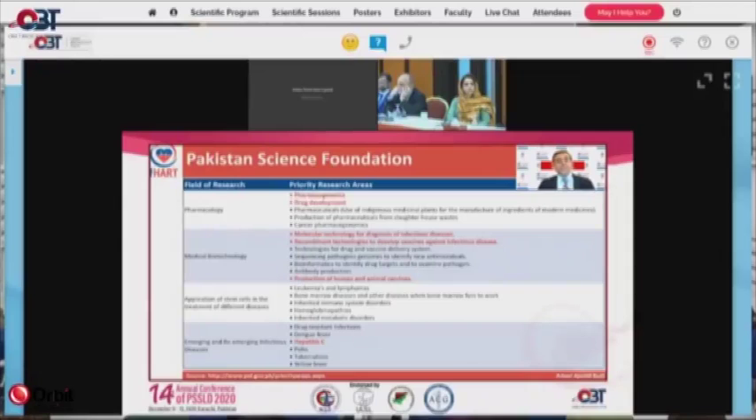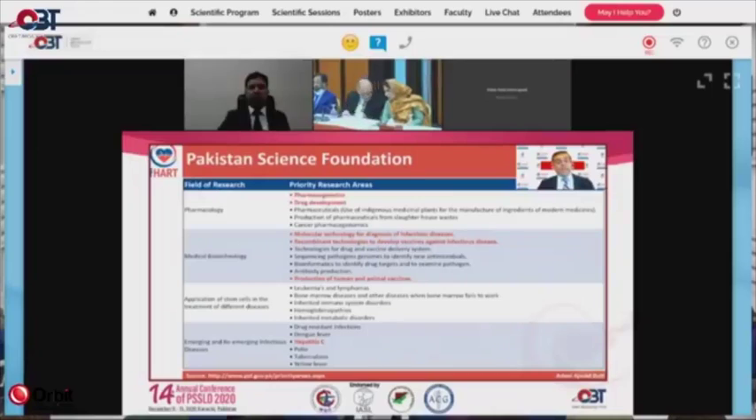The other big organization in Pakistan that funds this kind of research is the Pakistan Science Foundation. Again, they have multiple priority areas in several fields of research that they would fund. For today's audience, the relevant ones include pharmacology, in which priority research areas include pharmacogenetics and drug development, and the medical biotechnology field, in which molecular technology for new diagnostics for infectious diseases, recombinant technologies, and production of human and animal vaccines are supported. They also fund research on emerging and re-emerging infectious diseases, and of particular relevance to this society, PSSLD members, is research in hepatitis C.